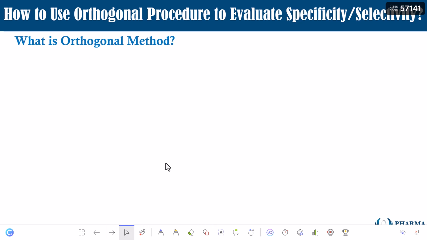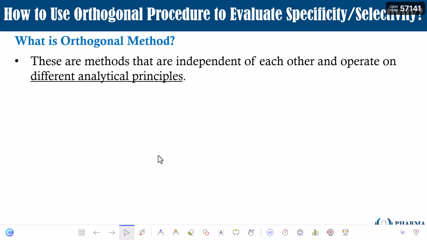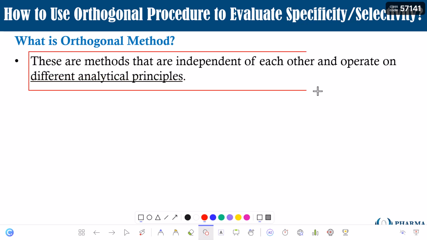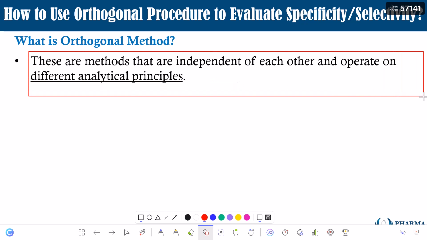Before we move on to the procedural part, let us understand what is meant by an orthogonal method. These are methods that are independent of each other and operate on different analytical principles. Let us say you have an HPLC method, and you compare this method with a gas chromatography method. These methods operate on totally different principles, isn't it? And hence they can be called orthogonal methods for each other.